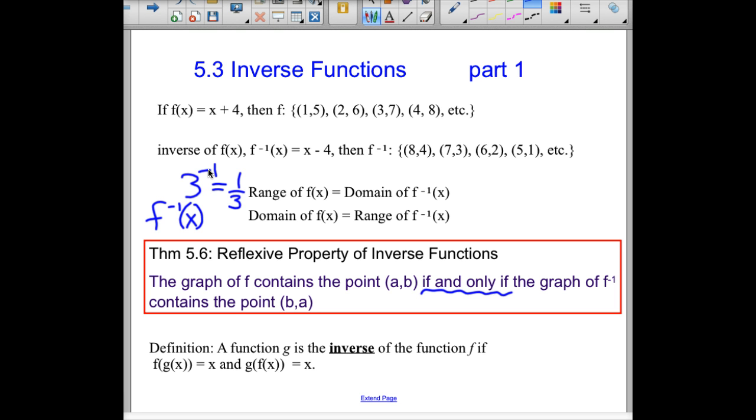So our definition of the inverse function: if a function g is the inverse of the function f, then f of g of x, do you remember that means a composite function? If you put g into f, then you work out all the math, it will equal x. And the same thing, if you put f into g, then you work out all the math, it will equal x. So let's do some examples when you're done writing that.